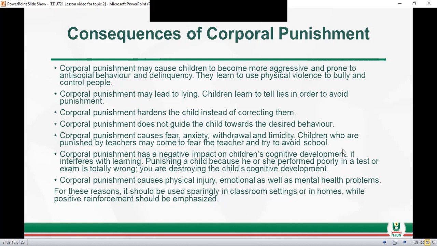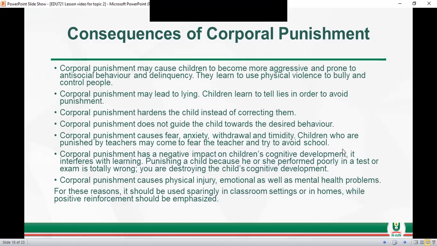Corporal punishment leads to lying. You beat children, so the children will start lying, giving you lies. They learn it because they are afraid of you. Children learn to tell lies in order to avoid punishment. Yes, nobody wants to be beaten. Nobody wants pain on the body. So it leads them to tell lies. Corporal punishment hardens the child instead of correcting them. I've said that. Corporal punishment does not guide the child towards the desired behavior, right?